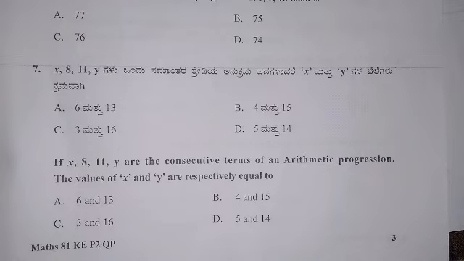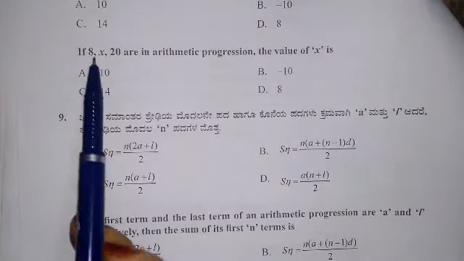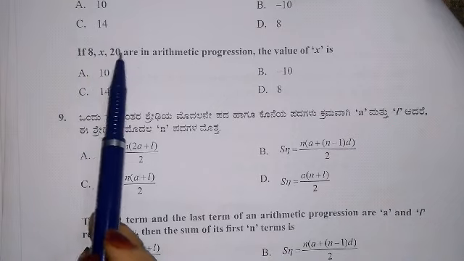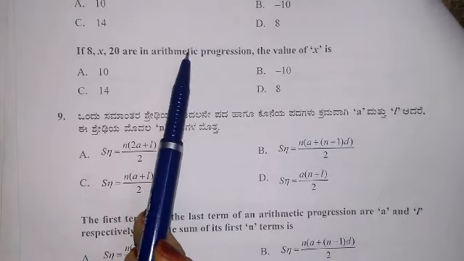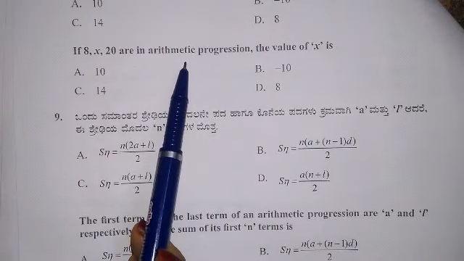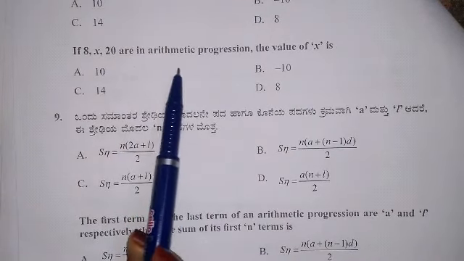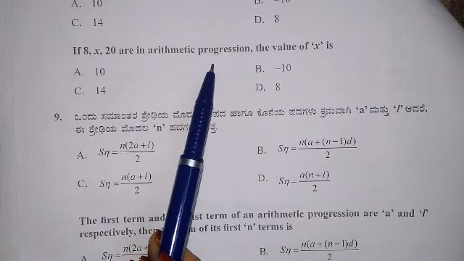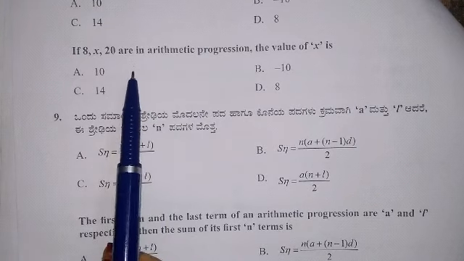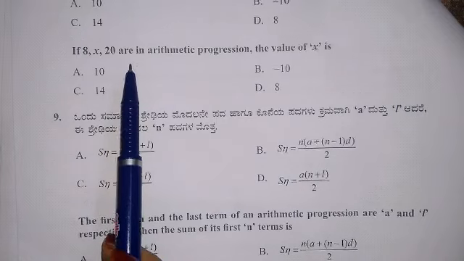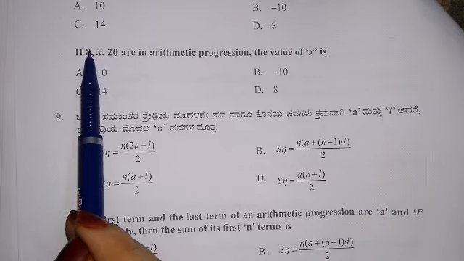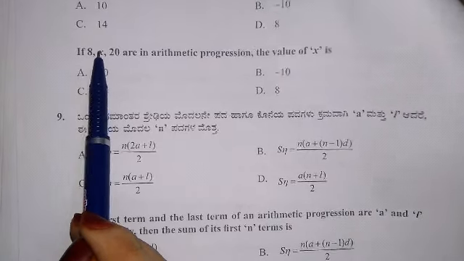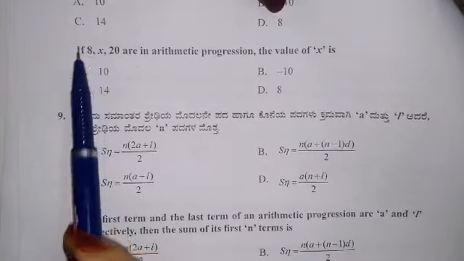Now the next question, question number 8. If 8, x, 20 are in AP, the value of x is. This same question I did in my previous video with the common difference method. As these are MCQs, we have to save time solving the problem. There is another method to do this. The middle term is the average of the other two terms. So x is equal to 8 plus 20 by 2.